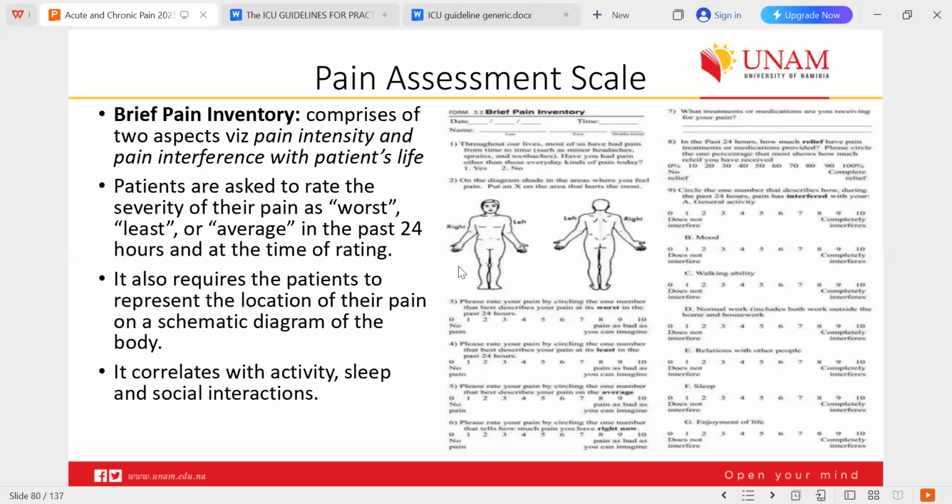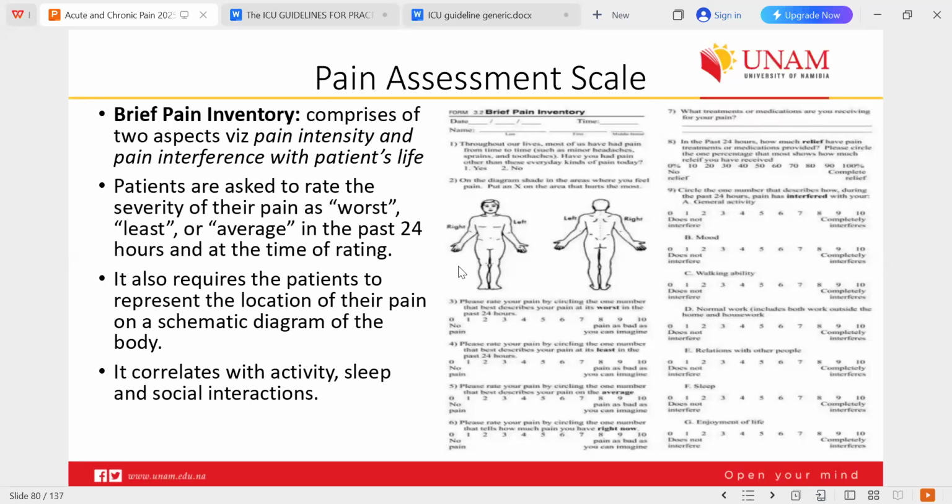Then we have the Brief Pain Inventory. This also makes use of chronic pain. I'm sure we may not be able to get to chronic pain again today, but it comprises 2 aspects: looking at pain intensity and how the pain interferes with the patient's quality of life. The patients are asked to rate the severity of pain as worst, least, or average in the past 24 hours, and they must also report the time of the rating of their pain intensity.